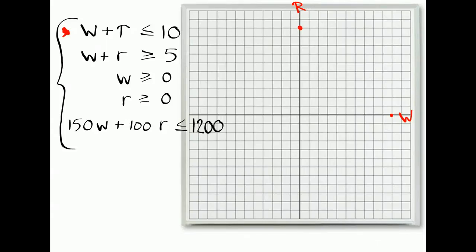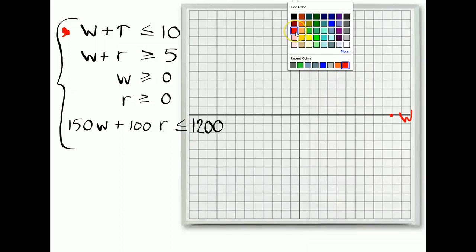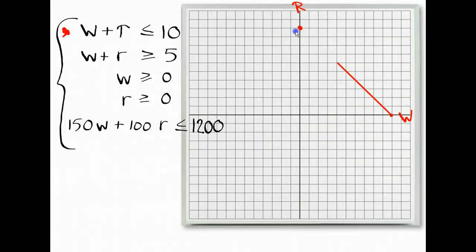And there is our first constraint, and that is going to be a solid line through those 2 points. So I'm going to make a solid red line here through those 2 points. And I'm just thinking ahead. Since W and R both have to be positive, we're going to be in the first quadrant. So I'll just stop my line right there so it doesn't get too cluttered.